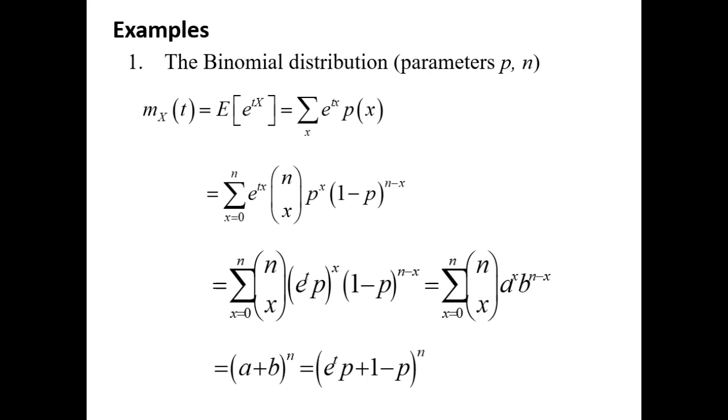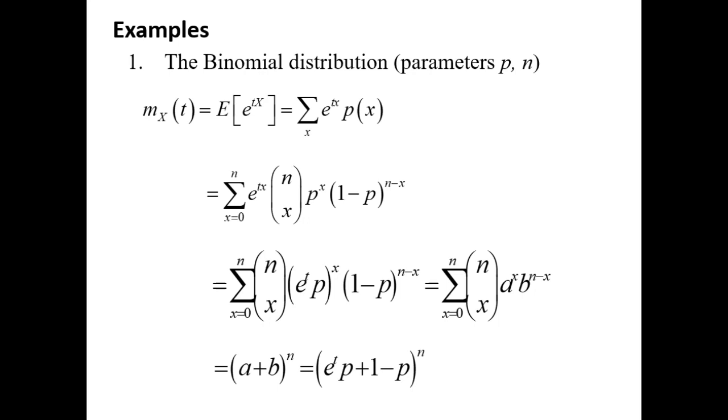Consider the first example, the binomial distribution. The parameters are n and p. M_X(t) is equal to expectation of e raised to tX. It is equal to summation over x of e raised to tx p of x. The binomial PMF is nCx p raised to x (1 minus p) raised to n minus x. We'll substitute this p of x in this equation. We'll get summation over x equal to 0 to n of e raised to tx nCx p raised to x (1 minus p) raised to n minus x.